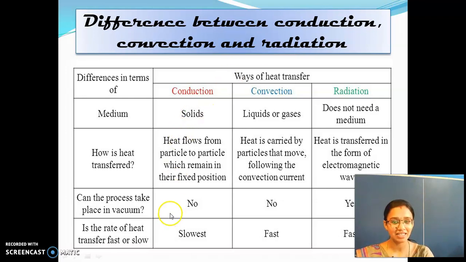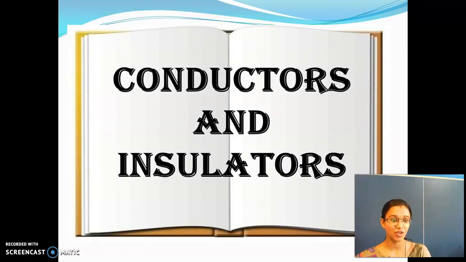So, whether conduction takes place in vacuum? No. Conduction and convection do not take place in vacuum, but radiation takes place in vacuum. And then here the rate of transfer is slow, but in convection and radiation it is fast. Shall we go to the next one? Yes. So, we are going to see about conductors and insulators. What is that? Conductors and insulators.